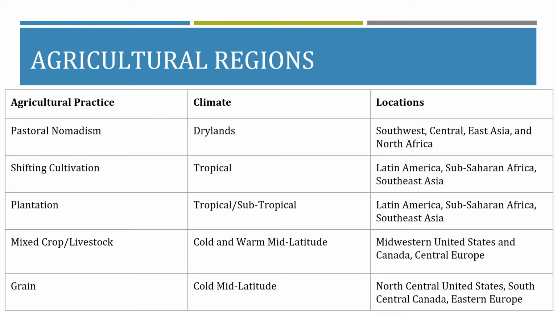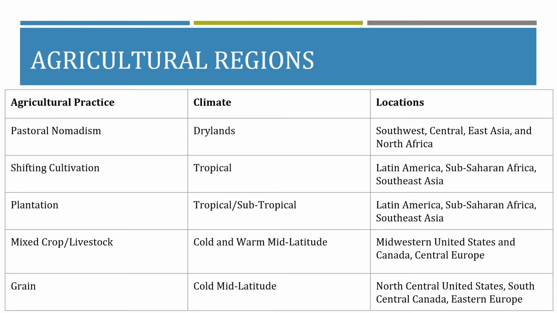All right, the next type is actually the most common type that is found here in the United States, and it's known as mixed crop and livestock. So this is found in cold and warm mid-latitude climates. This is the most common type of agriculture here in the US in the Midwest. Remember, the Midwest is those areas near the Great Lakes. So that's states like Ohio and Indiana and Illinois.